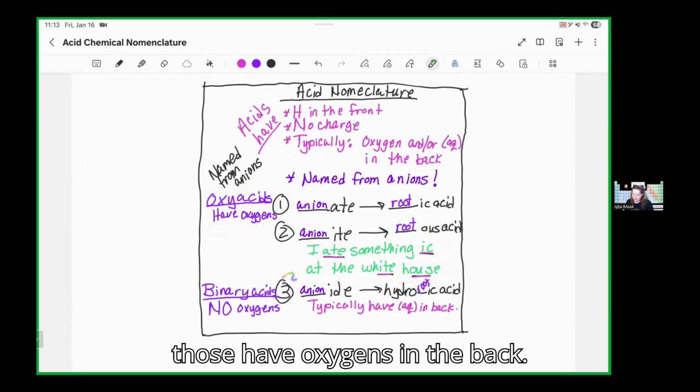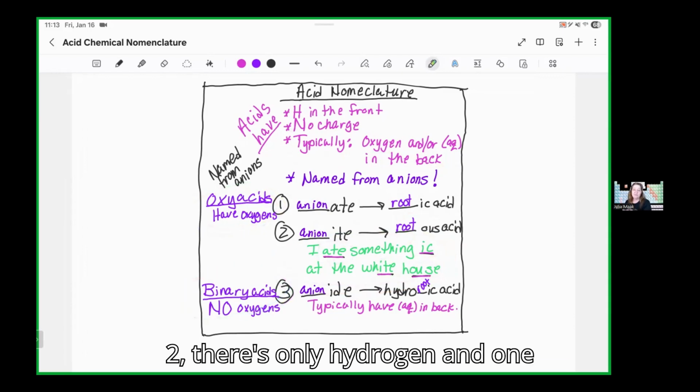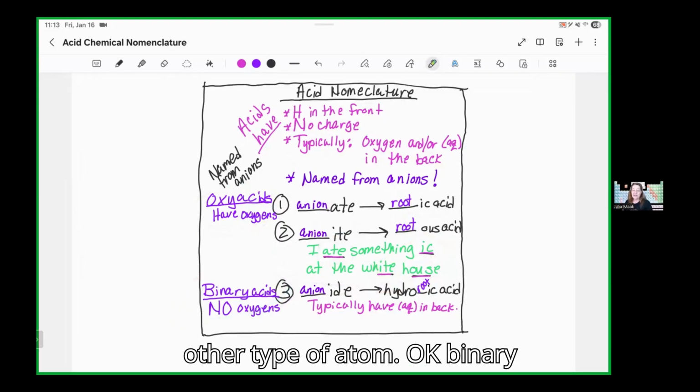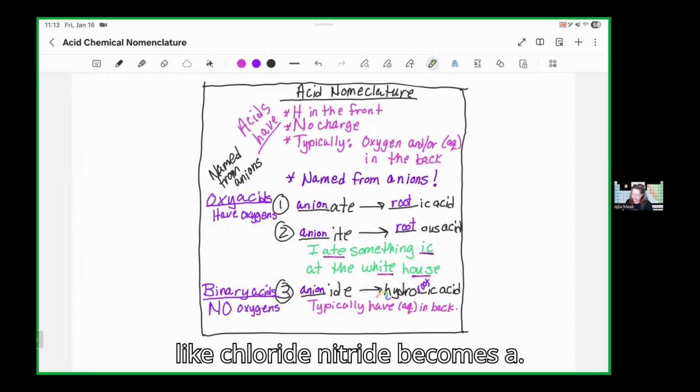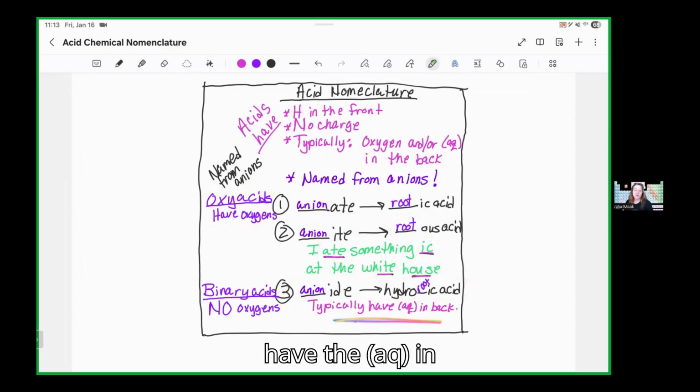Your binary acids, bi meaning two, have only hydrogen and one other type of atom. Your anion was an ide, like chloride or nitride, and it becomes a hydro-ic acid. So nitride becomes hydronitric acid. And those will typically have the AQ in the back.